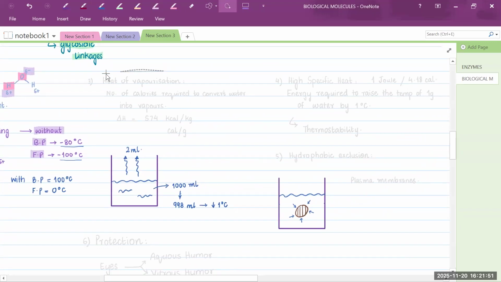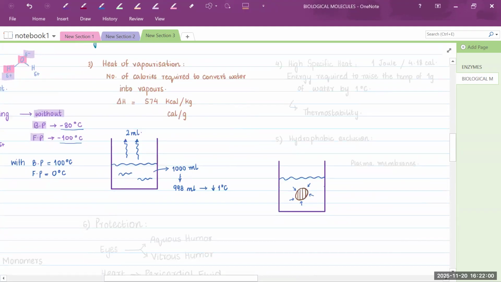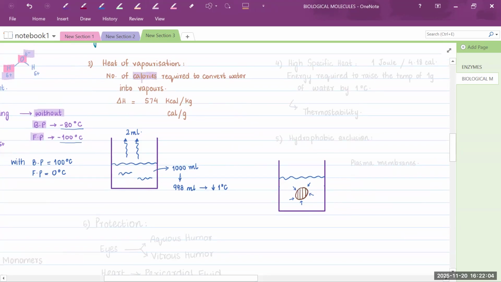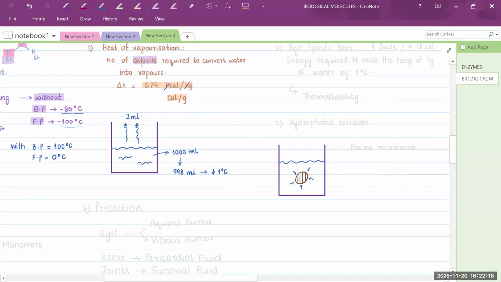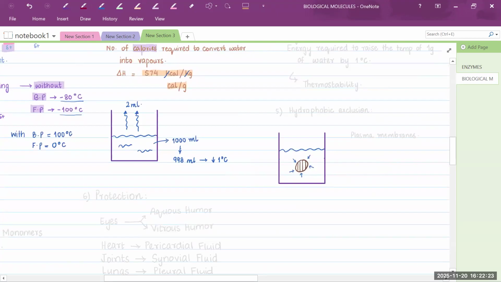Next, we have the heat of vaporization. What is meant by the heat of vaporization? It is the number of calories, or the amount of energy, required to convert water into vapors. This is the value that you need to remember, which is 574 kilocalorie per kg or calorie per gram. This is the same because the kilo and the kilo will cut out and you'll get the calorie per gram. Okay. And also there is this diagram in the book.